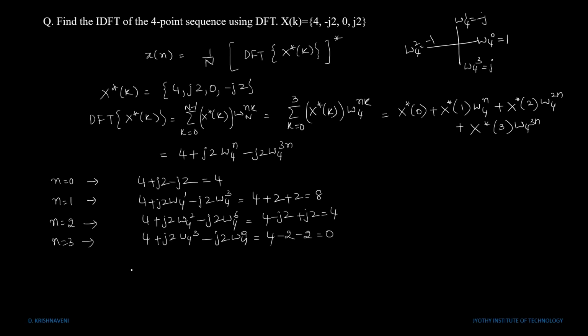Now from the formula, x of n is equal to 1 by N. So in this case 1 by 4. And whatever DFT result we have got, conjugate of that. DFT result is 4 8 4 0. All are real numbers. So this is equal to divide by 4. So we will get 1, 2, 1, 0. So x of n is 1 2 1 0.